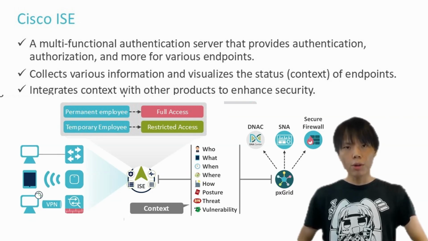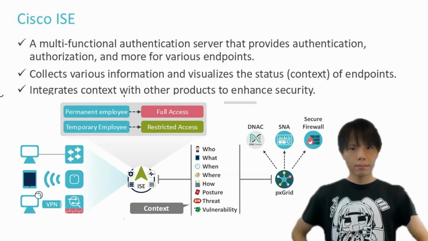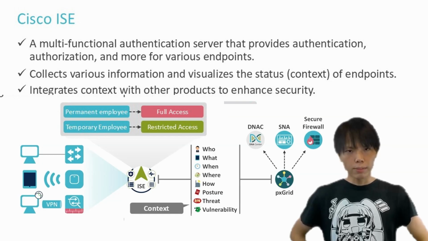In summary, ISE collects diverse device context information and visualizes device status in detail. It then utilizes this context information to implement more complex access control. ISE also supports many advanced security features such as posture, BYOD, and CTS. Furthermore, by integrating collected context information with other products, organizational security can be strengthened. This was an ISE overview.